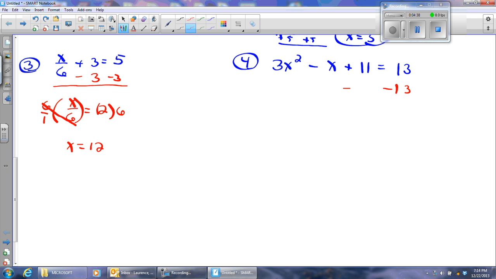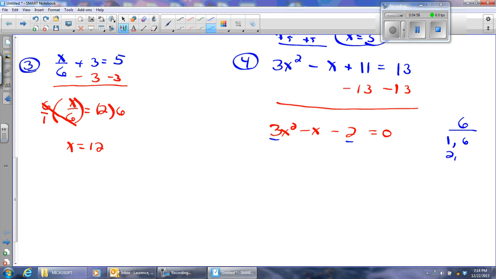Why? Because it's quadratic. So I'll get 3x squared minus x minus 2, and that equals 0. And now this is a trinomial. It doesn't fit any of our special patterns. So I'm going to multiply 3 times 2 and get 6. I'm going to list the factors of 6, and I need 2 factors of 6 that subtract to get -1.